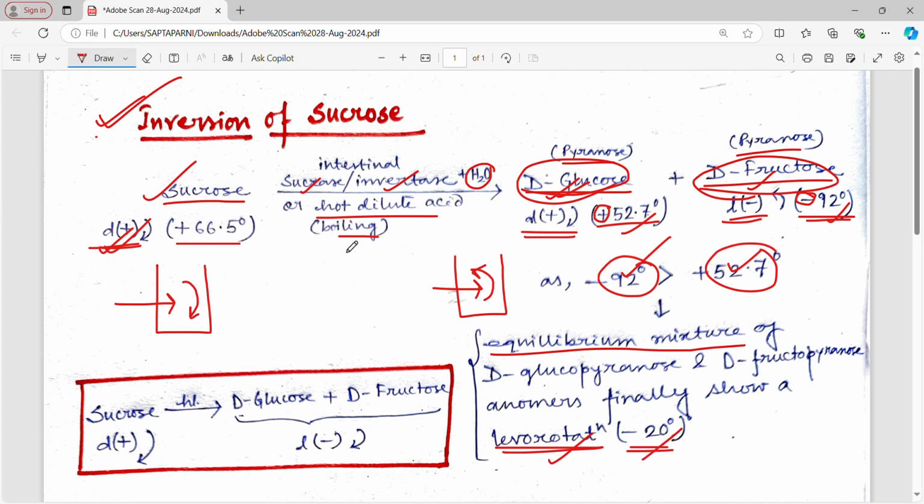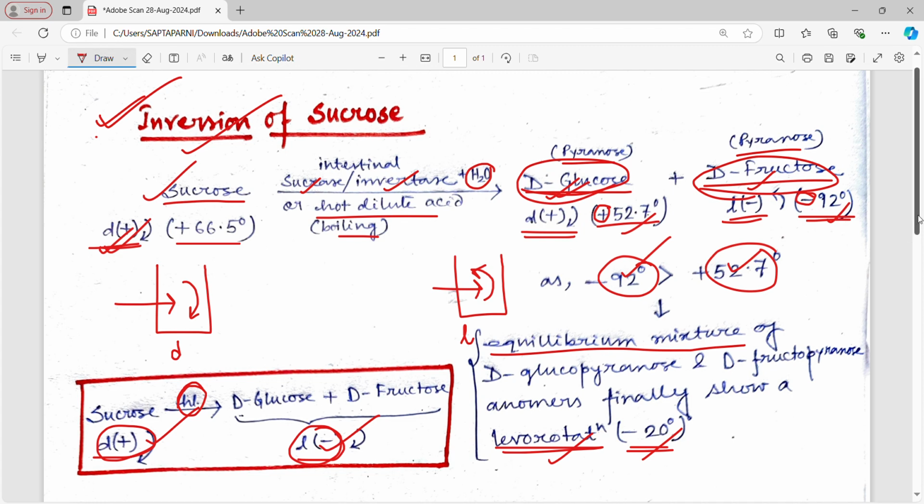So upon hydrolysis, the dextrorotatory sucrose solution gets converted into a levorotatory solution, and this inversion from dextrorotation to levorotation is known as inversion of sucrose. That means here the optical rotation is getting inverted upon hydrolysis. So that is why sucrose is known as invert sugar. Now one thing to remember is that invert sugar is mainly found in honey, and invert sugar is sweeter than normal sucrose.